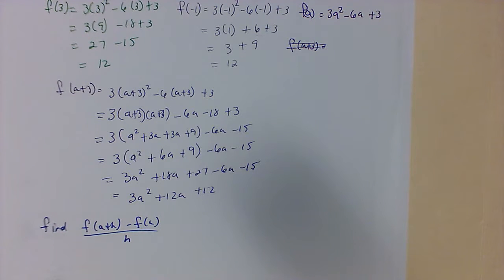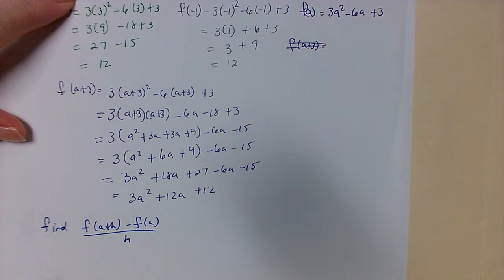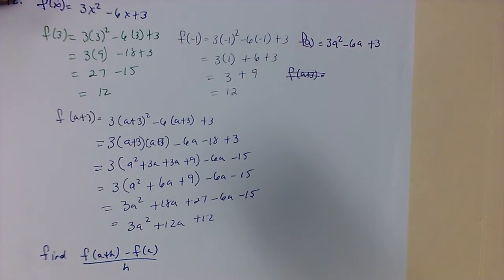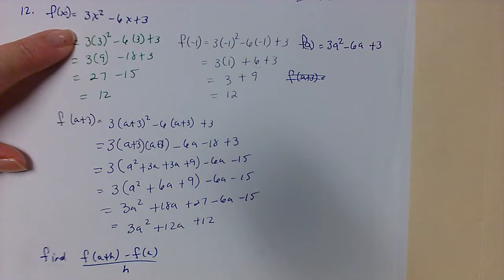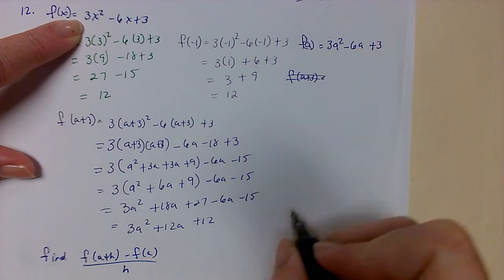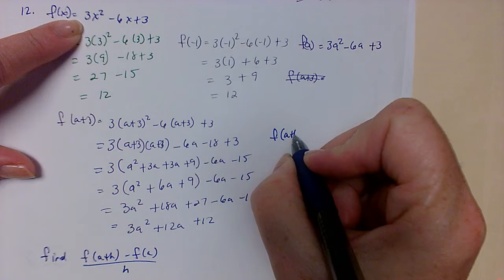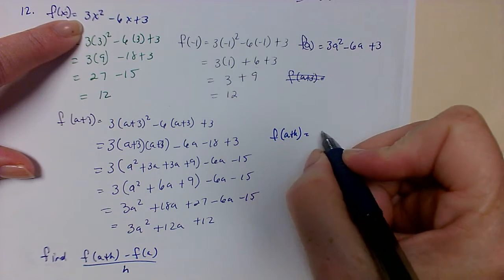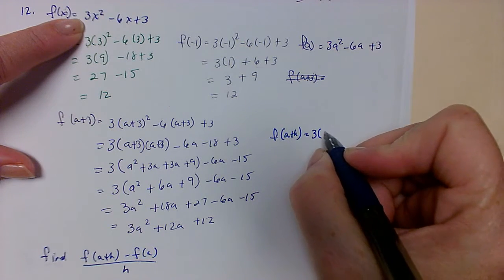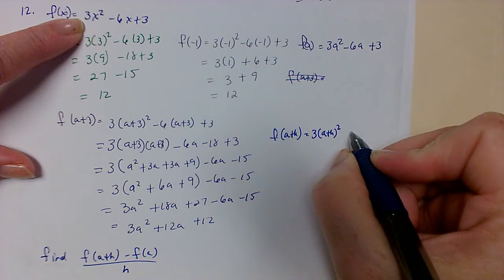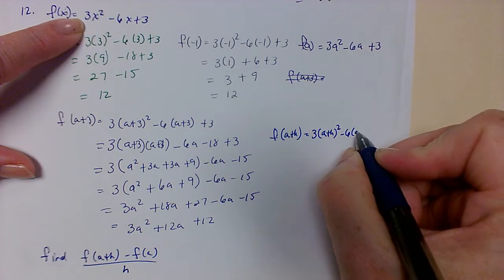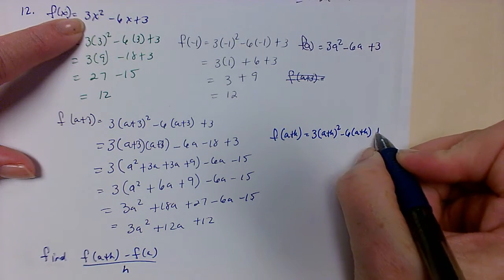Because in this case we did a plus 3. So let's take our same function and let's find f of a plus h. We're going to use the same function here. So we have 3x squared. Let's find it right here. We're going to find f at a plus h will be equal to 3 times a plus h squared minus 6 times a plus h plus 3.